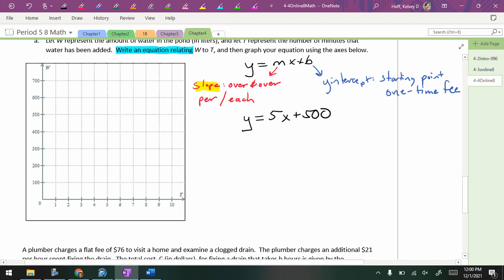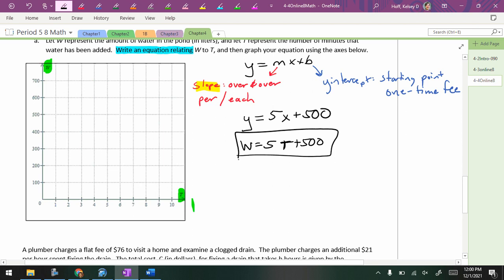I noticed something in the graph. Instead of x, it's t, and instead of y, it's w. Do you see that? Miss Hoff still starts this way herself. I still write it with y and x because that's what my brain is ingrained to, right? Now look at your graph. T is going to take the replacement of x, and w is going to replace y. So our equation actually is W equals 5t plus 500. Very good, W equals 5t plus 500.